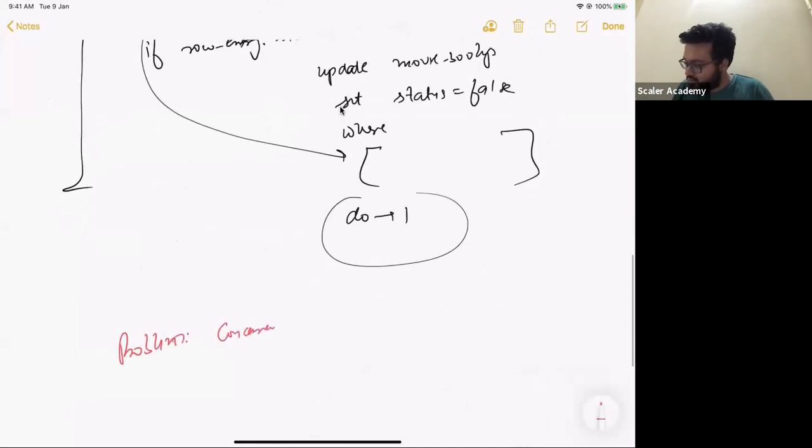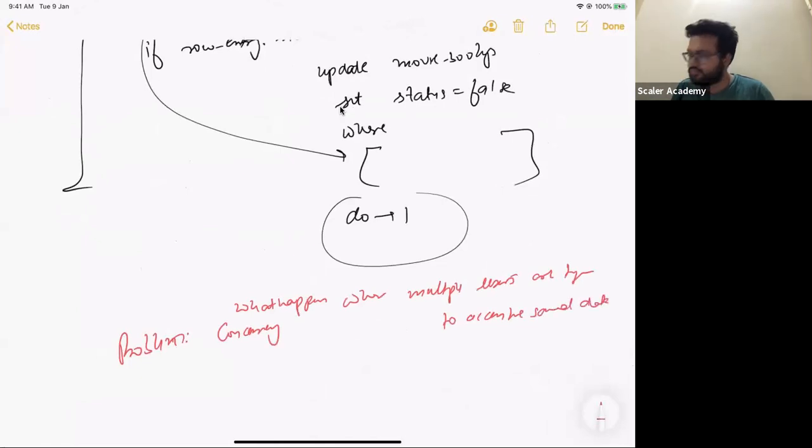What happens when multiple users are trying to access the same data? Does that make sense? So what happens if you are trying to look at the same data?